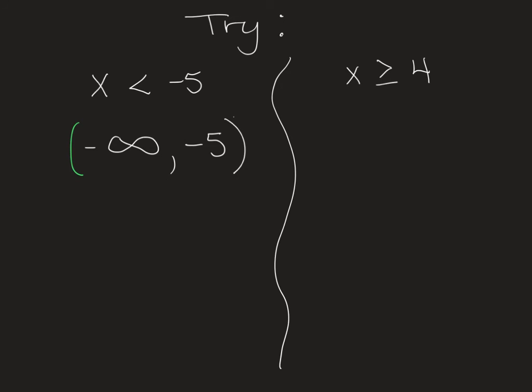Try the next one. In this one, it says x is greater than or equal to 4, meaning 4 is my smallest number and x is everything bigger than 4. So it's 4, comma, and again, infinity. And we know that infinity always gets a parenthesis. But my 4, it says greater than or equal to, so this end gets a bracket.